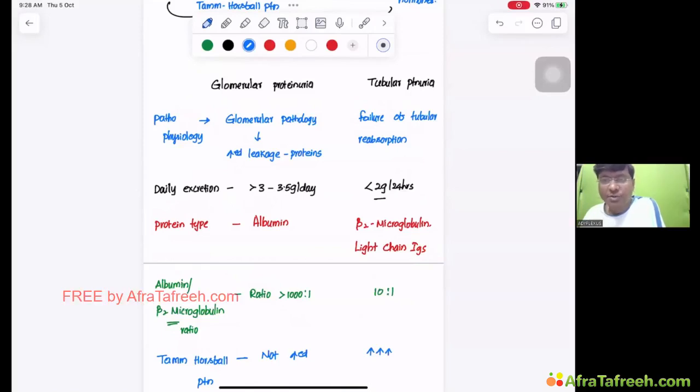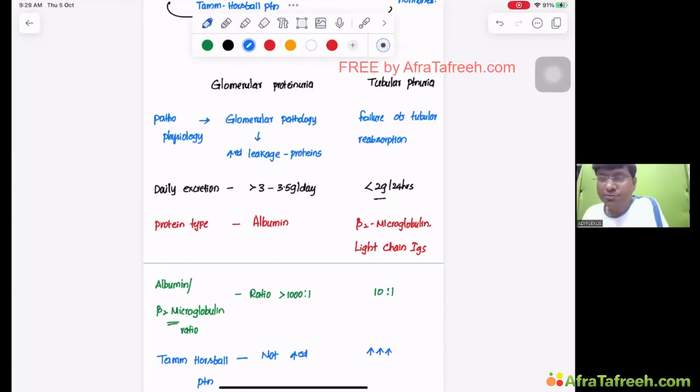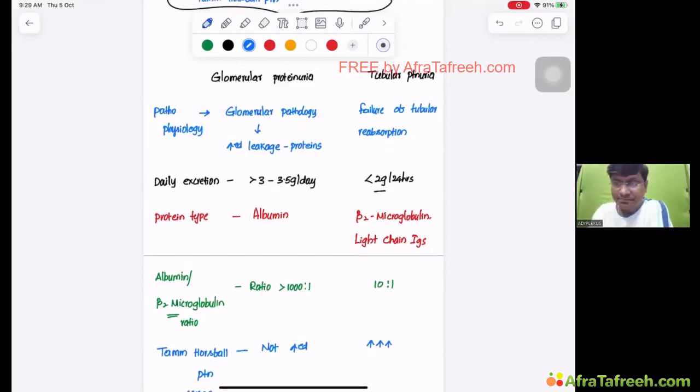In tubular proteinuria, all the small proteins, that is beta 2 microglobulin, Tamm-Horsfall protein, light chain immunoglobulins are these. And if you take the ratio, that is albumin to beta 2 microglobulin ratio, in glomerular proteinuria it is 1000:1, but in tubular proteinuria, it is 10:1. And Tamm-Horsfall protein is more in tubular proteinuria compared to glomerular proteinuria. Okay, right. With this, we are done with the component of the proteinuria.